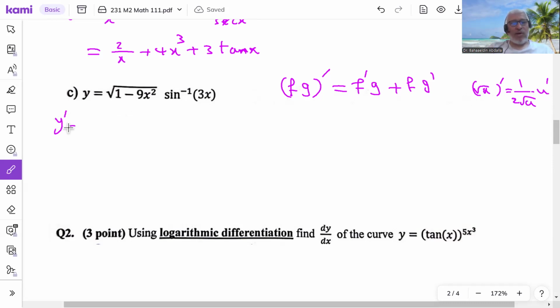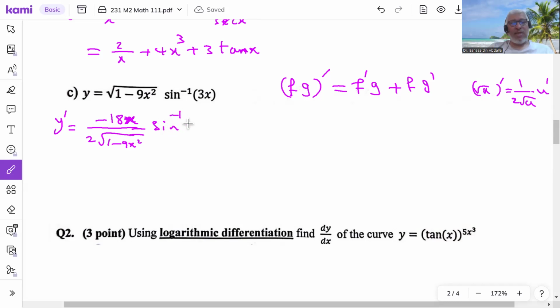So y prime would be the derivative of the square root, 1 over 2 square root of 1 minus 9x squared, times the derivative of u. I will write it up. The derivative of 1 is 0 because it's alone, minus 9. 9 is not alone, so it's there. The derivative of x squared is 2x, so negative 18x. This is the derivative of u.